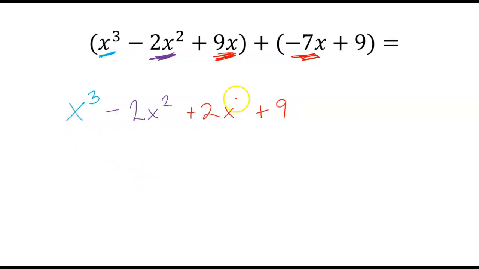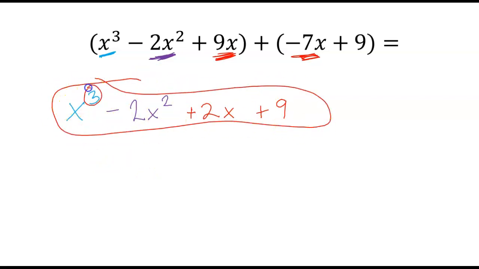This is in standard form, which I would like you to write your answers in. Remember, that means highest exponent first, and then going down in descending order. That one would be a 1, and then no exponent. So once you've added it together, if it didn't naturally come out in standard form, I want you to put the answer in standard form.